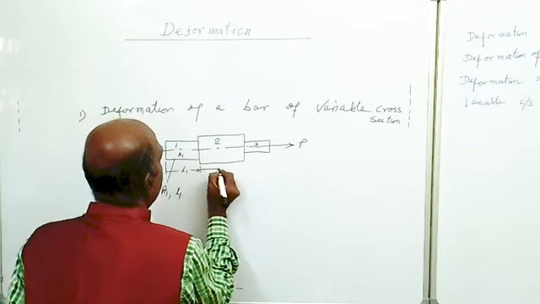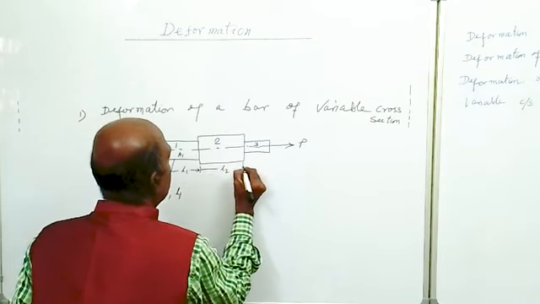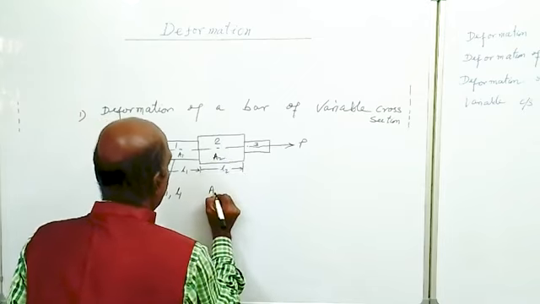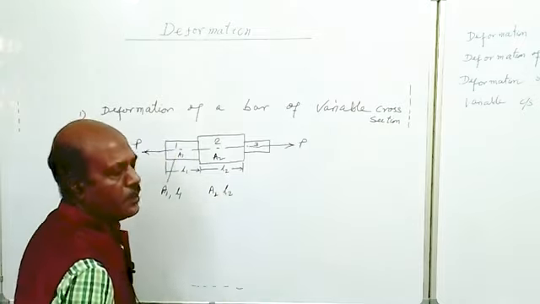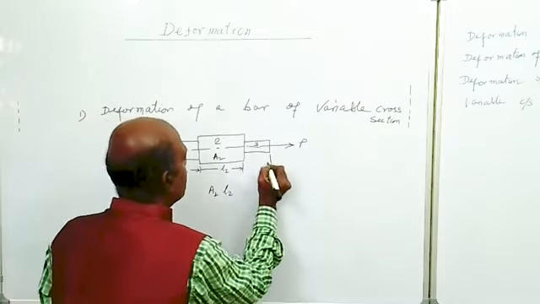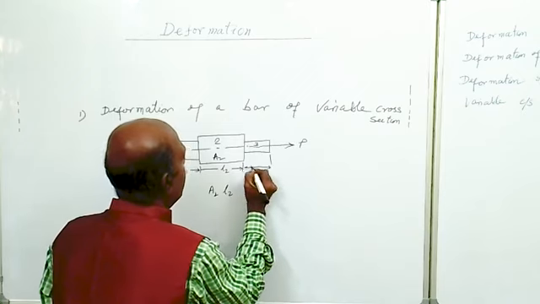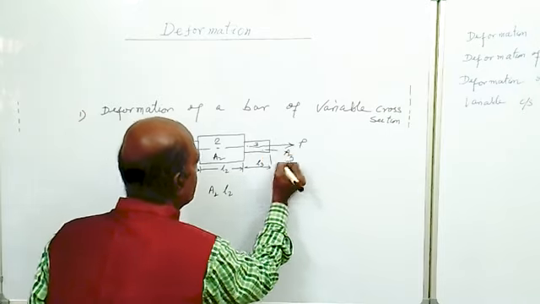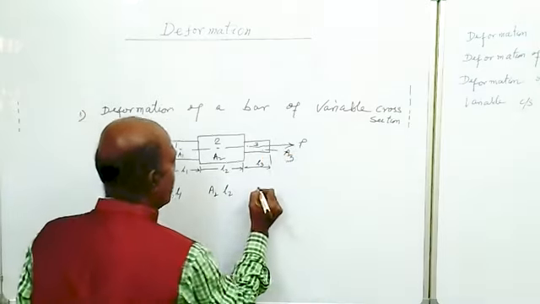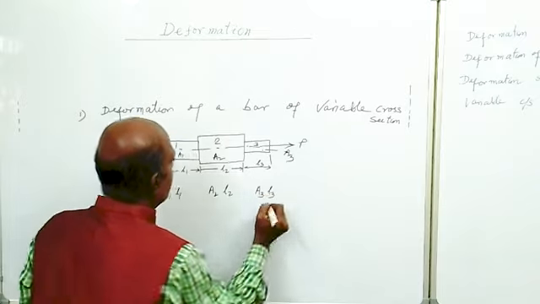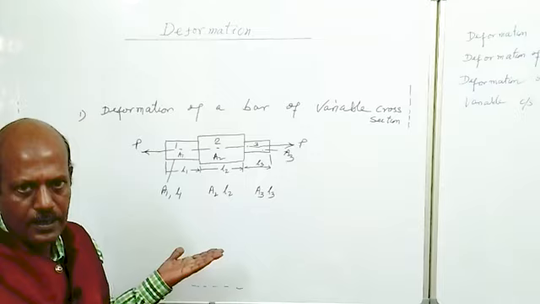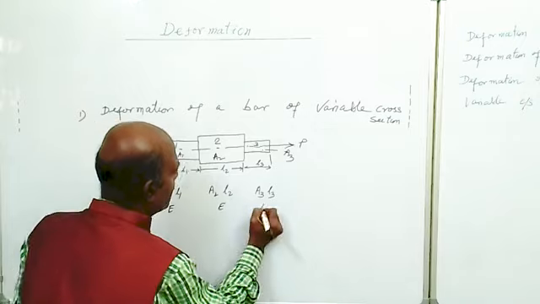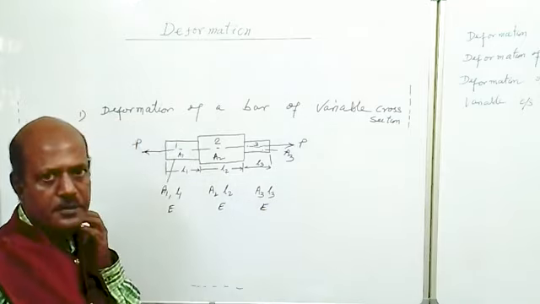Similarly, say the length of the second section is L2 and its cross sectional area is A2, so we are writing here A2, L2. And the length of section 3 is L3 and its cross sectional area is A3, so A3, L3. And let the bar be made of the same material, so the E value for all the sections remains the same, say E.